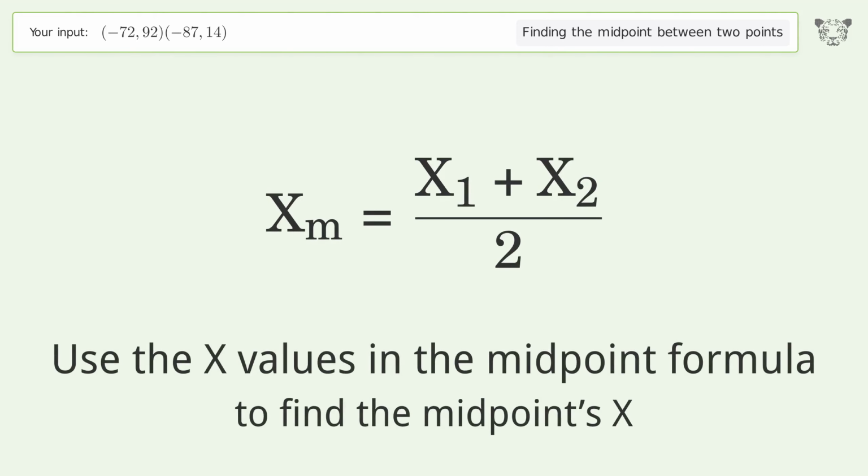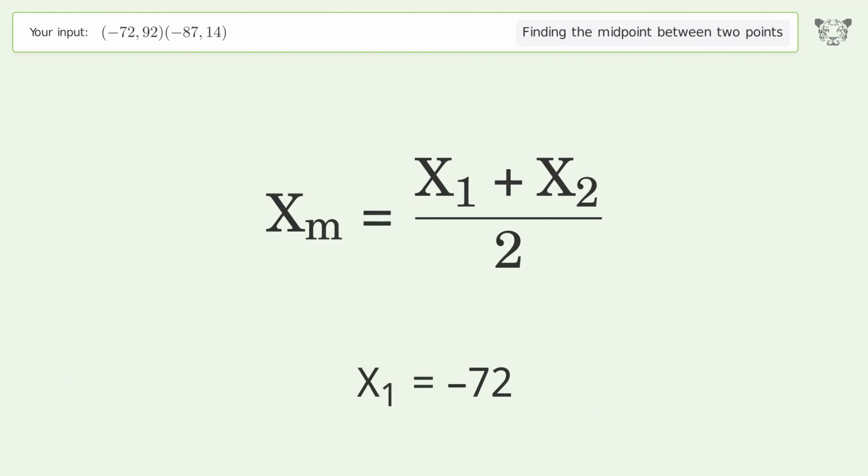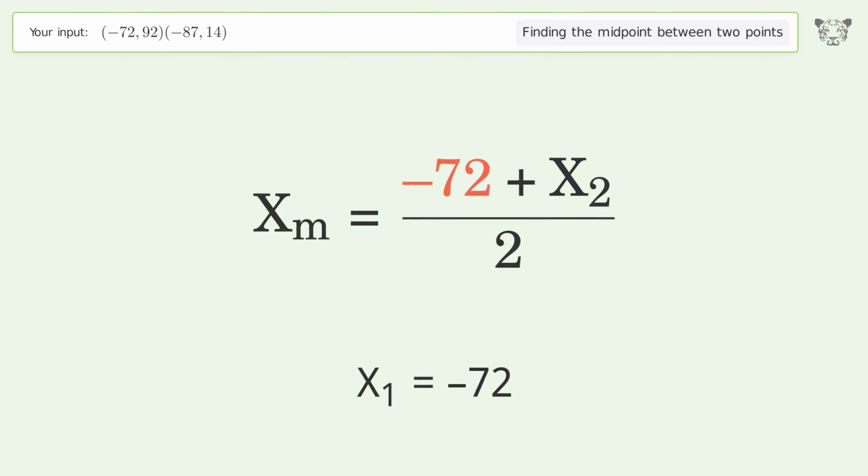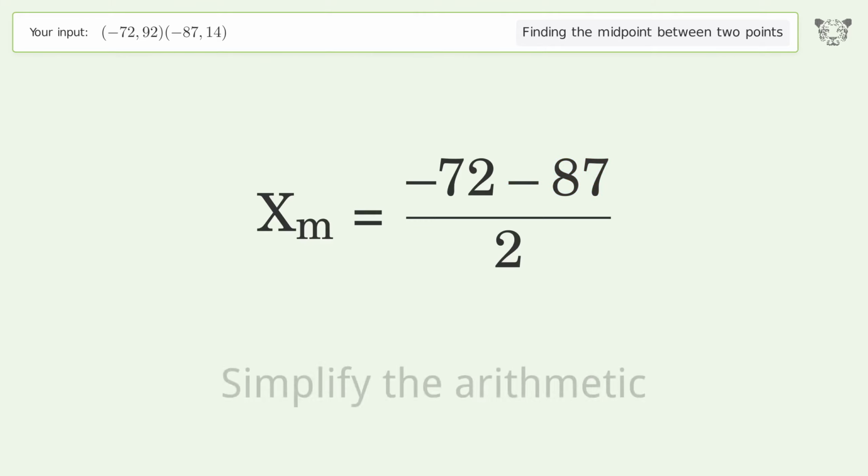Use the x values in the midpoint formula to find the midpoint's x. x1 equals negative 72. x2 equals negative 87. Simplify the arithmetic.